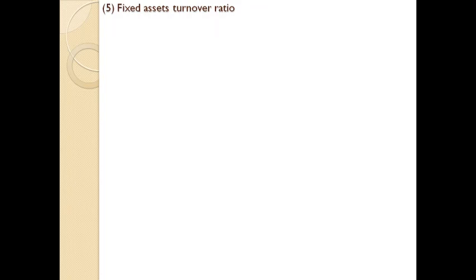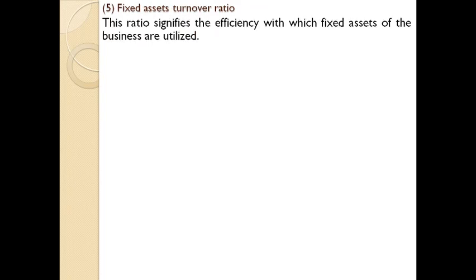Next one, fixed assets turnover ratio. This ratio signifies the efficiency with which fixed assets of the business are utilized. In the earlier session, it was total assets, where we discussed the portion of total assets used for improving sales. Here, we are studying in detail the ratio of fixed assets and their contribution towards improving sales.